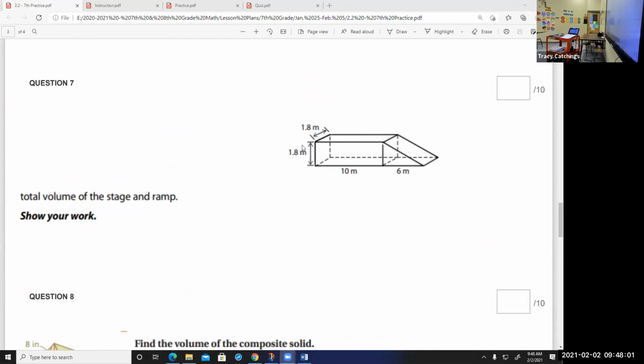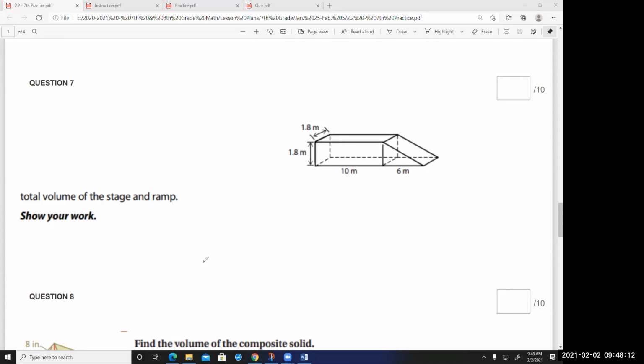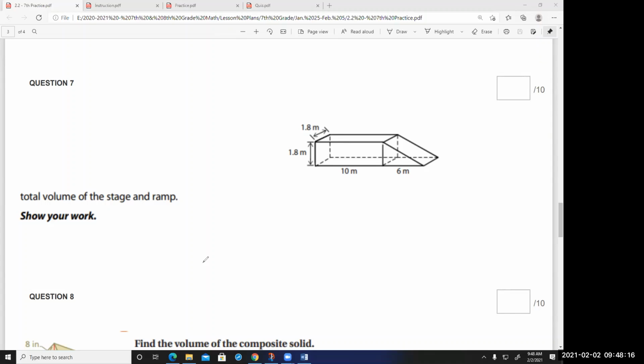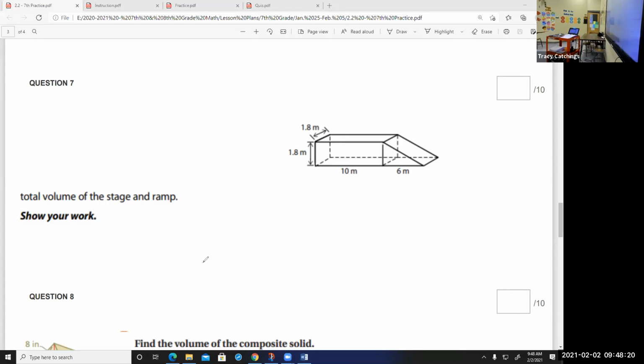All right, question 7. We want the total volume of the stage and ramp. What do you notice about this stage and ramp? I see a triangle and a rectangular prism. All right, we can look at the rectangular prism first. What will be the length, width, and height?